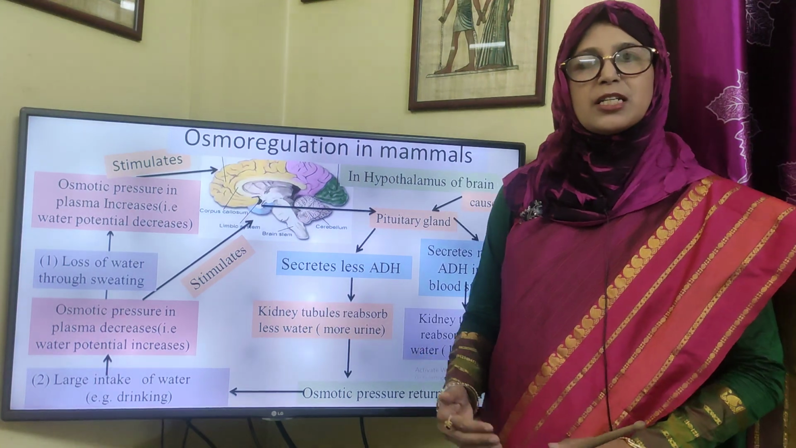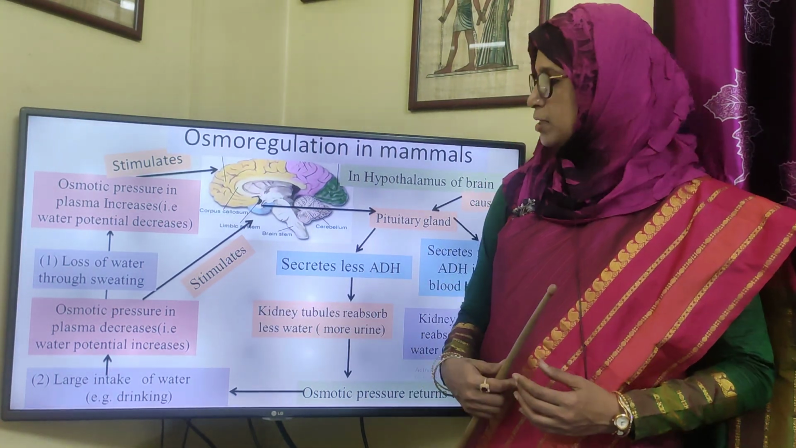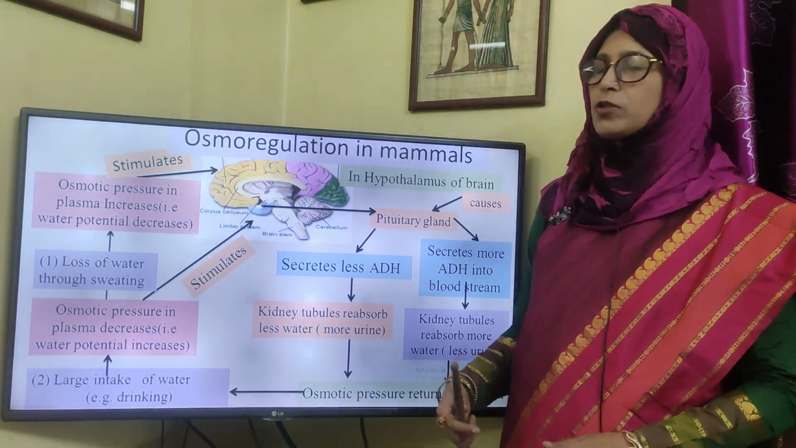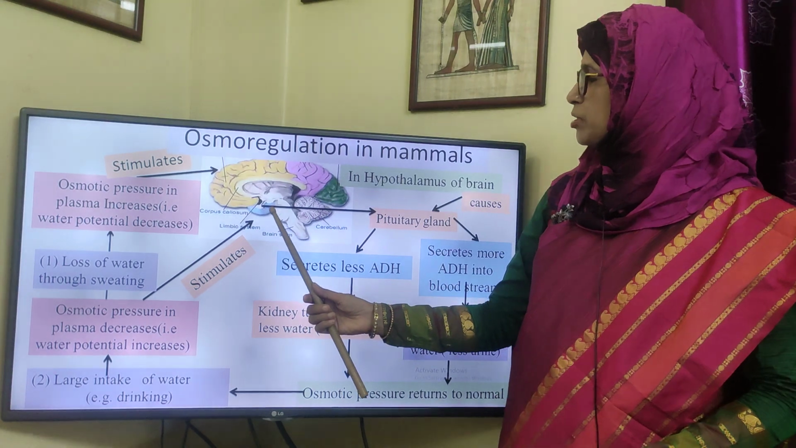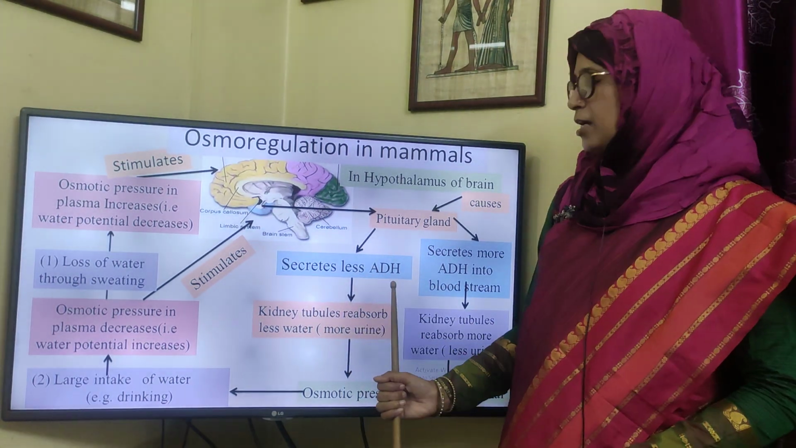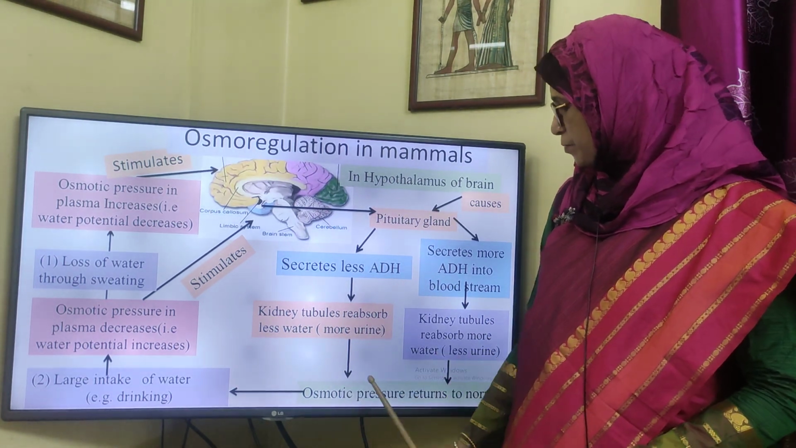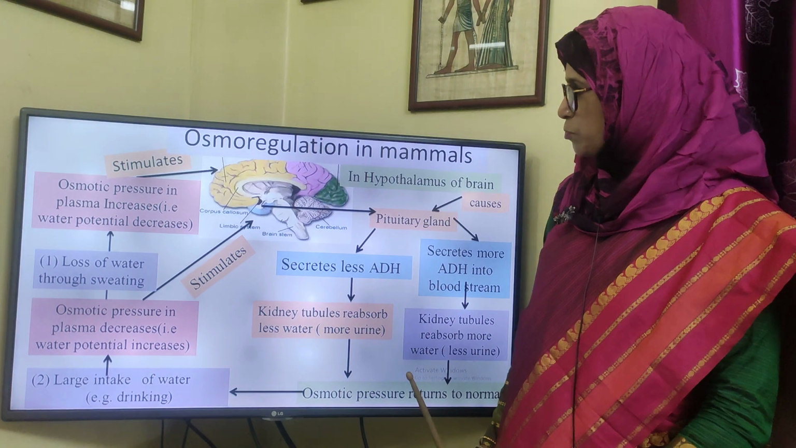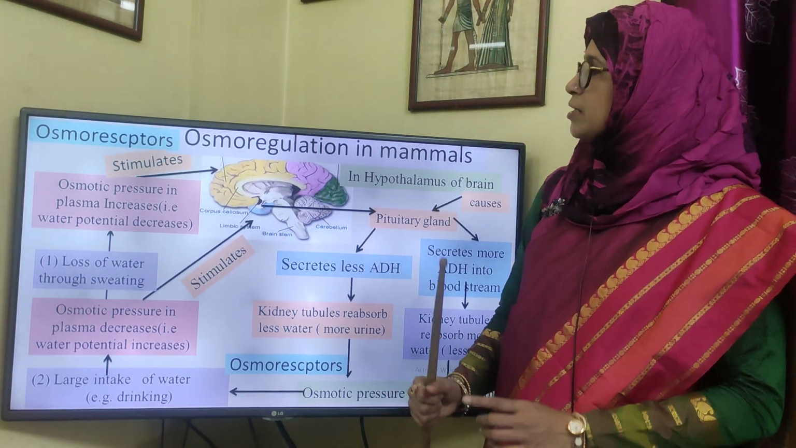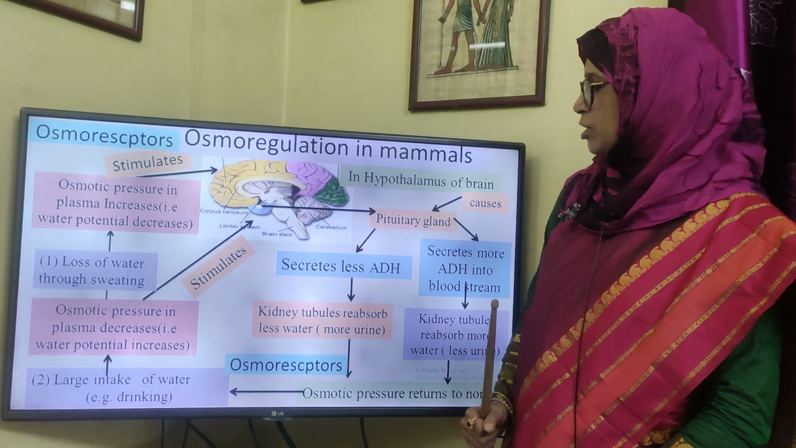So dear students, have you seen that too much water intake or too much water loss from our body, in both cases, stimulates the pituitary gland? The pituitary gland secretes more or less antidiuretic hormone, and in this way osmotic pressure is retained. This process is known as osmoregulation.